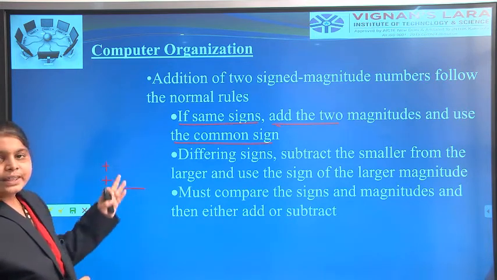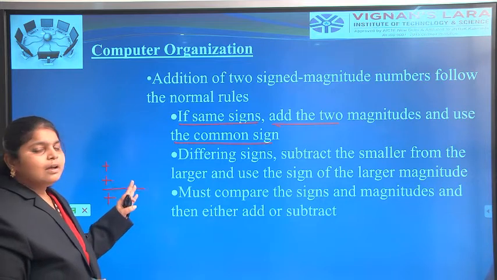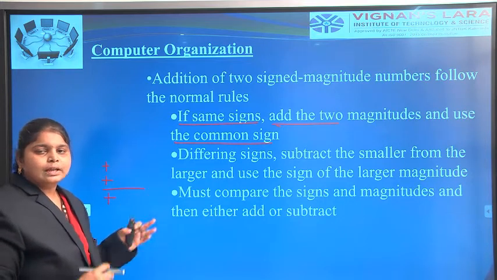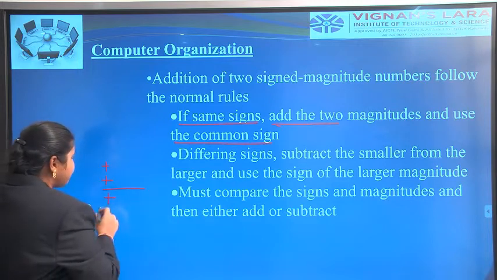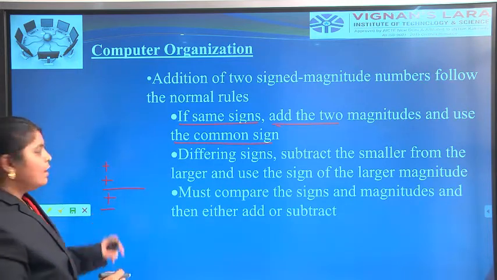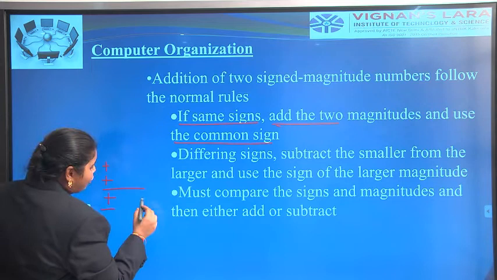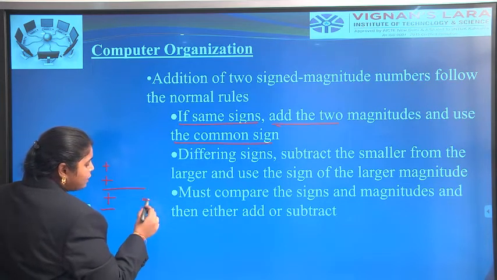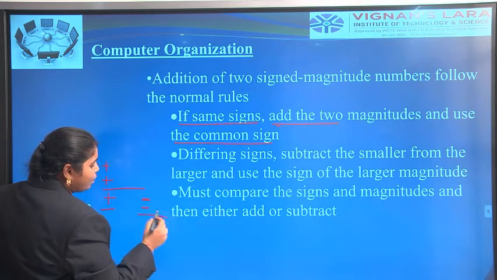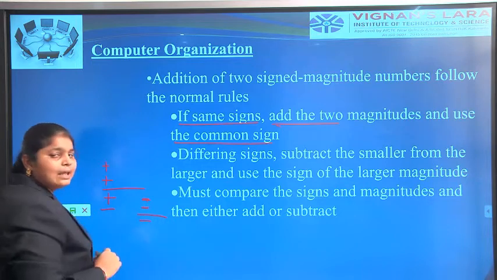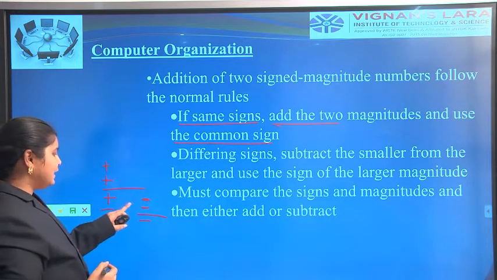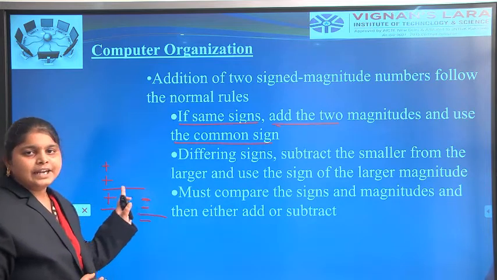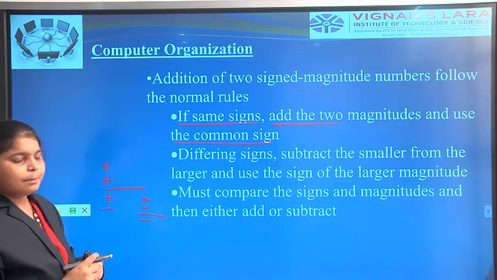These are the rules for the addition of two signed magnitudes. For example, if both the numbers are positive, then the resultant output sign will also be positive. For another example, we take the minus. Both the signs are negative, then the resultant output will also have the minus sign. Okay. It will be considered only in the addition operation, not for the subtraction operation.